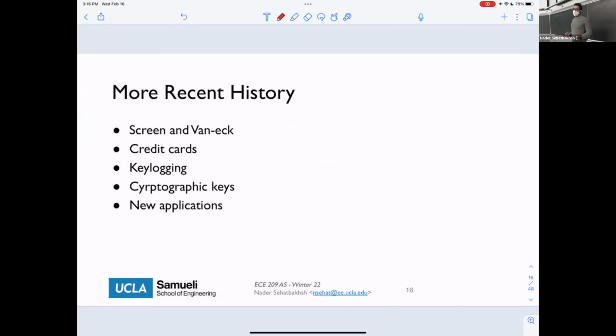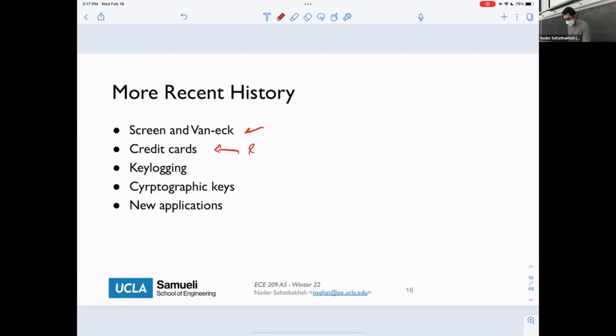More recent history after Tempest: during the 70s, there was what's called Van Eck phreaking. Prominent researchers found out that activities on displays can be picked up using antennas outside. If you search YouTube, you see very old videos that show that using just one giant TV antenna, people can pick up signals and activities from displays and TVs at that time. That was another obvious case of violating the privacy of users and revealing information.